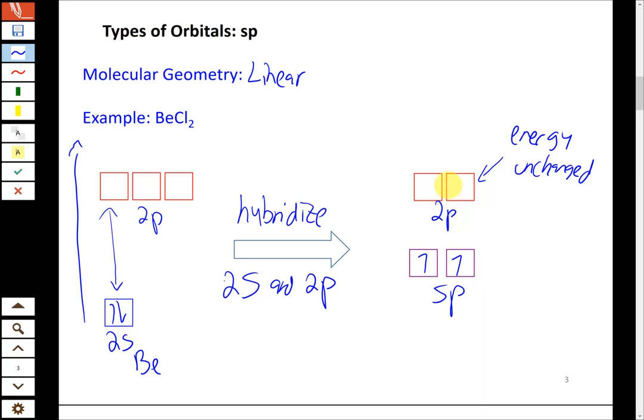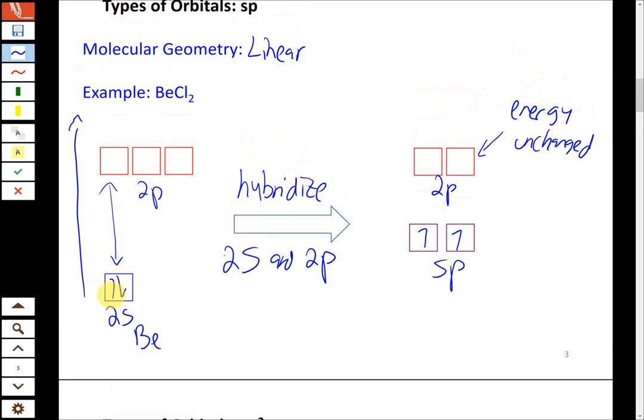So this is our first example of hybridization. If you have a linear molecule with two electron groups, you're going to take a 2s orbital and one 2p orbital, mix them together to form two new valence sp hybrids, and those are the ones that are involved in forming the bonds.